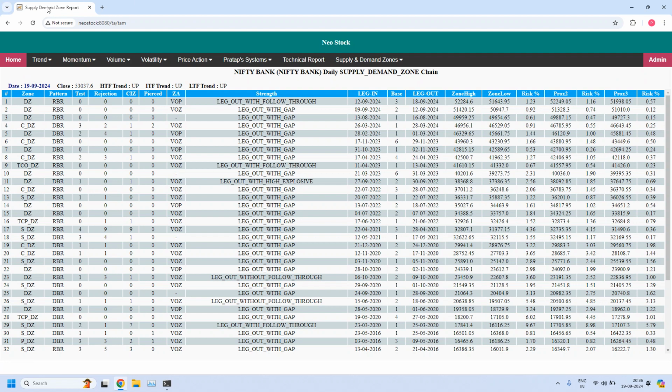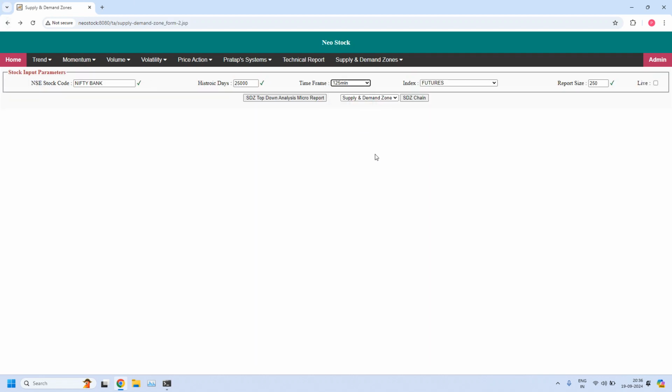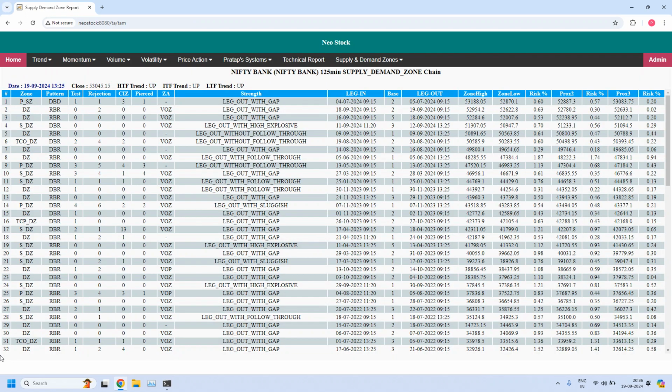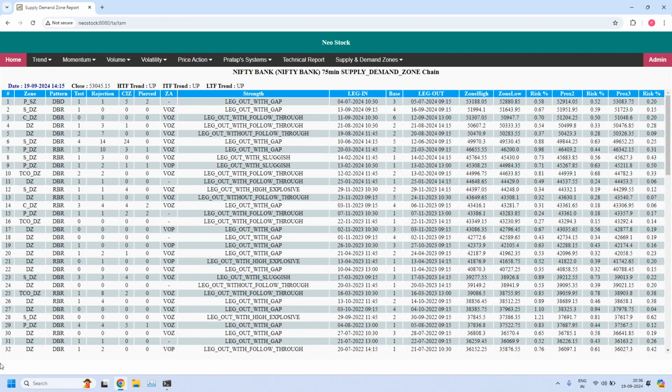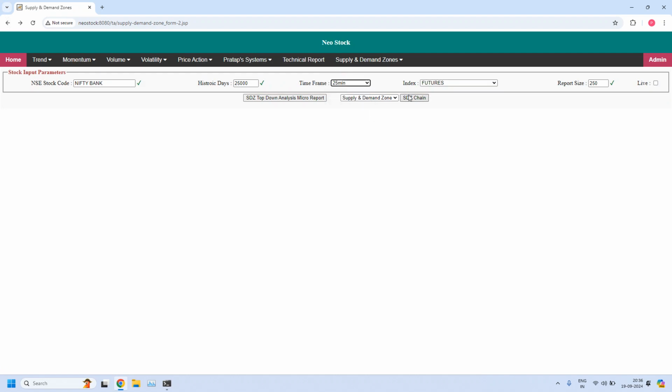The next time frame is 125 minutes, generating 125 minute supply demand zone chain for Bank Nifty. The next time frame is 75 minutes, generating 75 minute supply demand zone chain for Bank Nifty. Next time frame is 25 minutes. I am generating 25 minute supply demand zone chain for Bank Nifty.